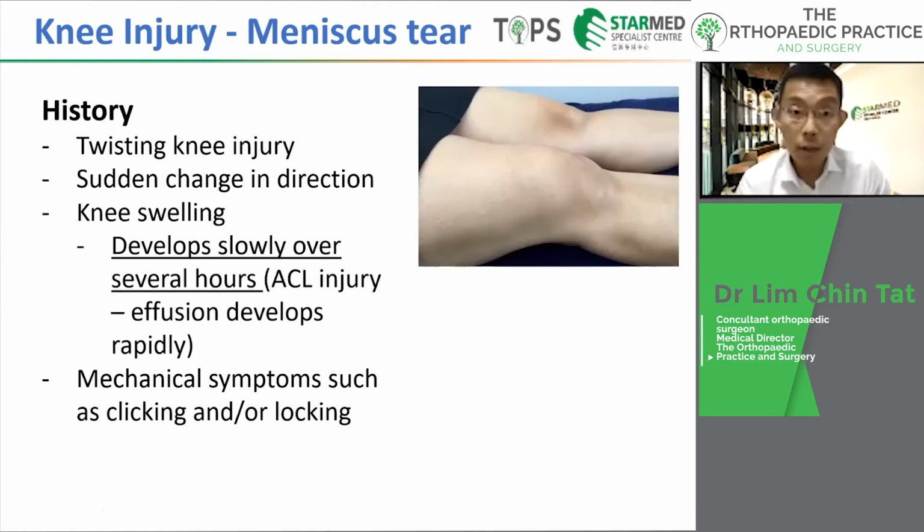It's a twisting knee injury, a sudden change in direction, and then they normally develop swelling. This knee swelling is very different from the swelling in a ligament injury, the anterior cruciate ligament injury. This swelling develops very slowly over several hours. But if you have a ligament tear, the swelling develops almost immediately because the ligament has a very good blood supply. And when you tear it, it bleeds immediately, and the swelling will be very obvious.